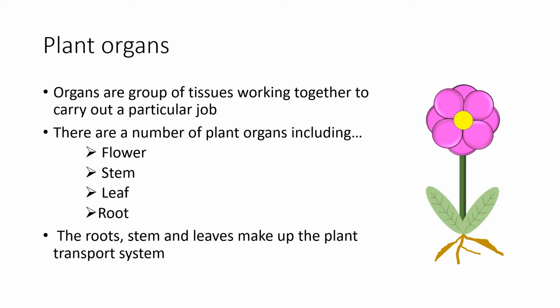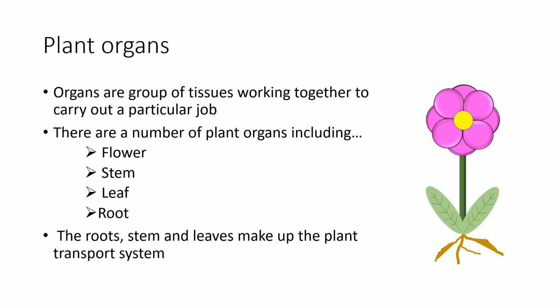In terms of plant organs, there are several you should be aware of from Key Stage 3, including the flower, the stem, the root, and the leaf. The transport system combines the root, the stem, and the leaves. Remember, the flower is involved in the reproductive system.